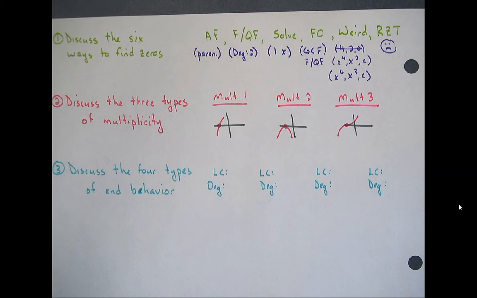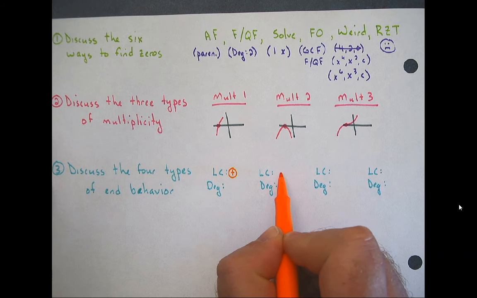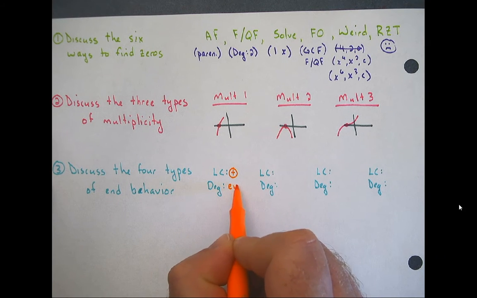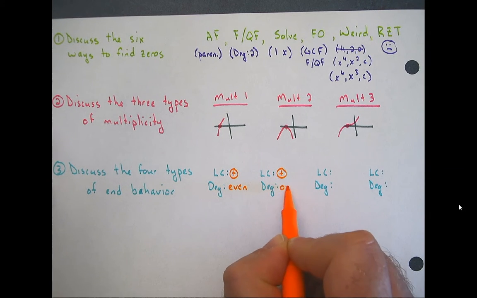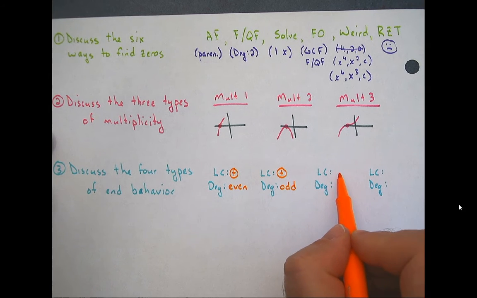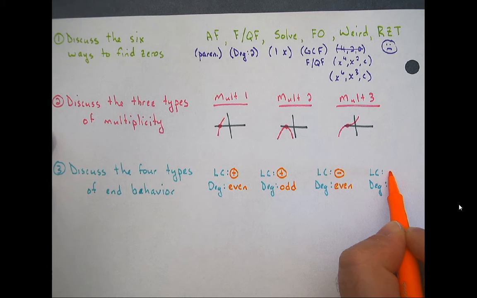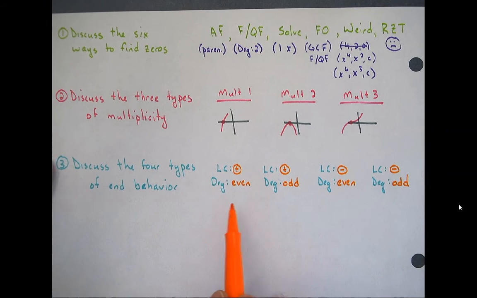Okay, so if our leading coefficient is positive, our leading coefficient could be positive and a degree that is even. Our leading coefficient could be positive with a degree that is odd. Or our leading coefficient could be negative with a degree that is even. Or a leading coefficient that is negative with a degree that is odd. And we will get four different end behaviors.